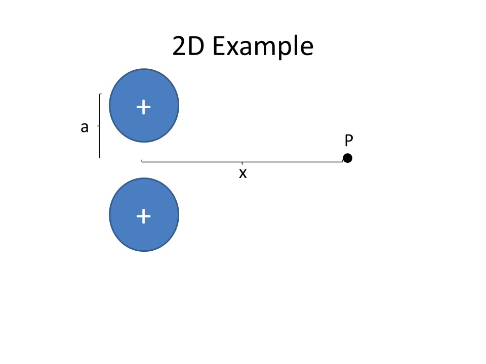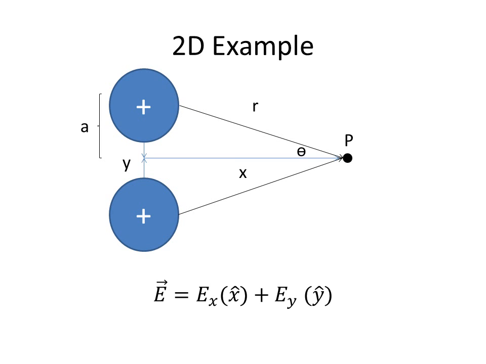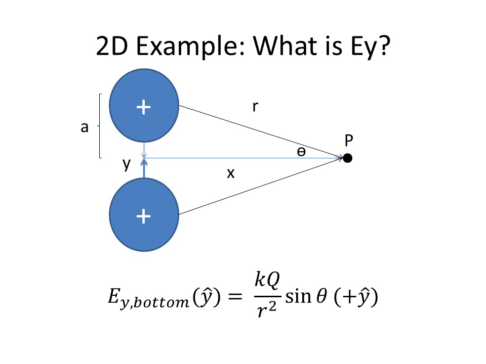Let's determine the electric field generated by 2 point sources, which are located a distance x away from point P along the x-axis and a distance a away from point P along the y-axis. In order to solve two-dimensional vector problems, we must split the vector up into components and solve for these components individually. Let's start by determining the y component of the electric field.